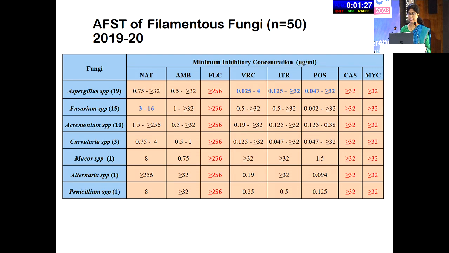This is a study done in 2019-20 where we were able to see that our Aspergillus isolates showed good, very low MICs against the azole group of voriconazole, itraconazole and posaconazole antifungals, whereas our Fusarium isolates were showing lower MICs against natamycin. Also, the point of concern was against fluconazole and caspofungin and micafungin, there was absolute resistance.